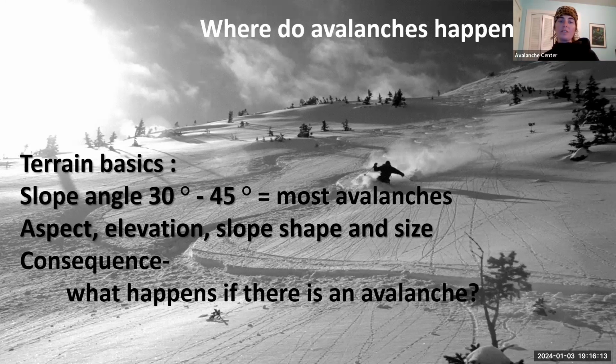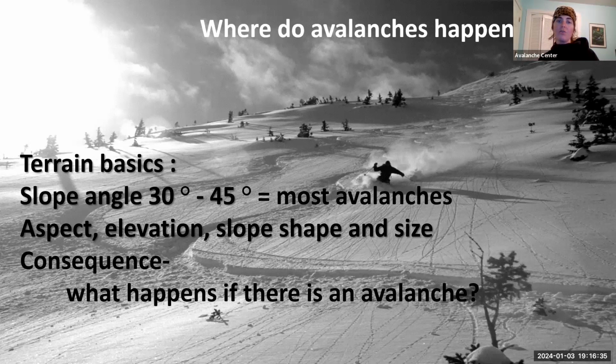We also want to be concerned not only with, can an avalanche happen on this slope, but what happens if there's an avalanche here? Under this particular slope, there's a cliff band. So if you're knocked off your feet or knocked off a machine, you're going to get rung over a cliff. And that's a pretty bad consequence.